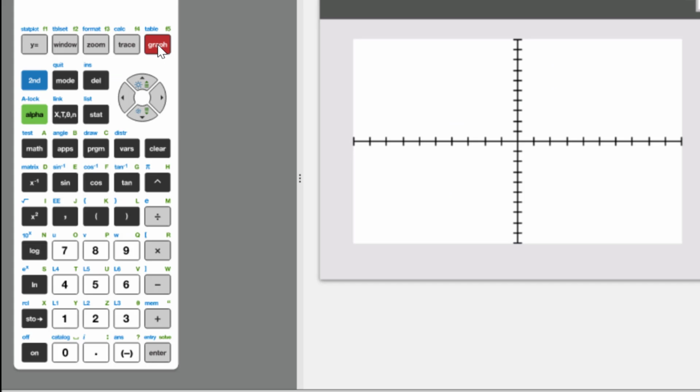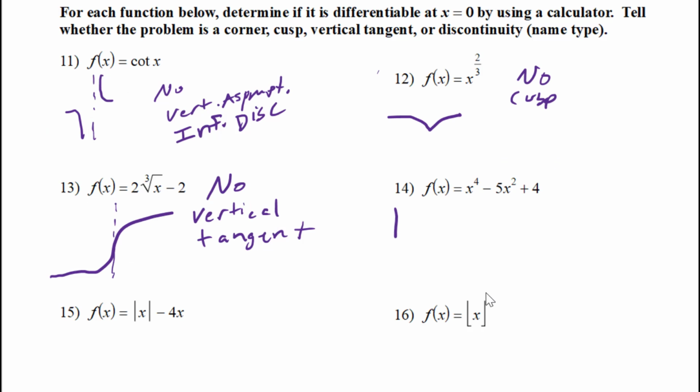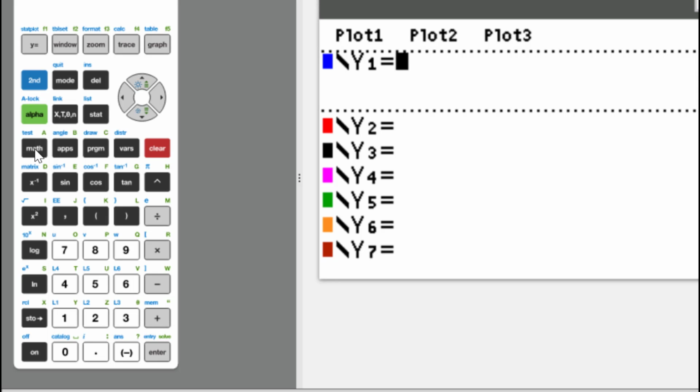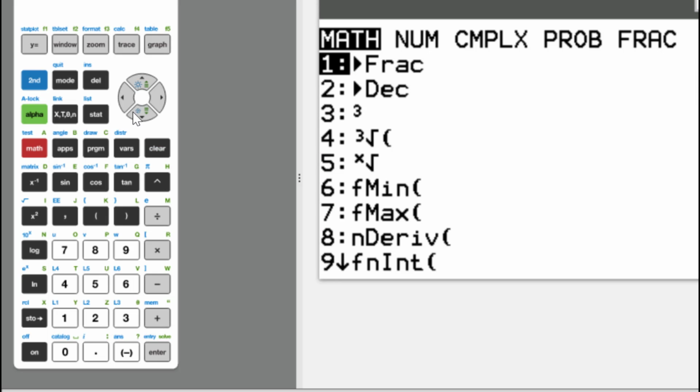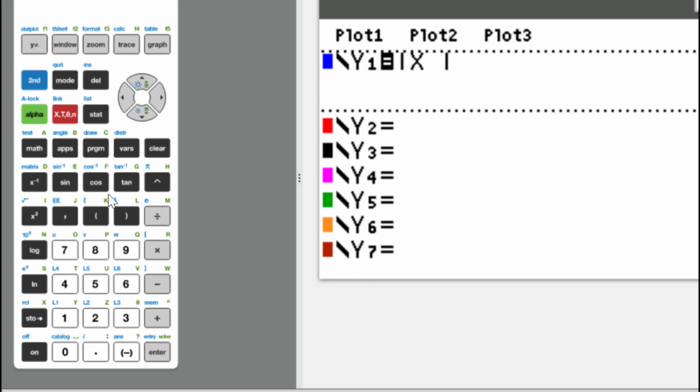Graph, type it in, graph it. Here we have a quartic. Is this one differentiable at x equals 0? You should be able to see that this one kind of looks like a W. This one is differentiable. So you can put yes there, put differentiable. Number 15, we're going to graph y equals absolute value. Absolute value, go over to num, right there at the top. Absolute value of x, subtract 4x on the outside. Graph.